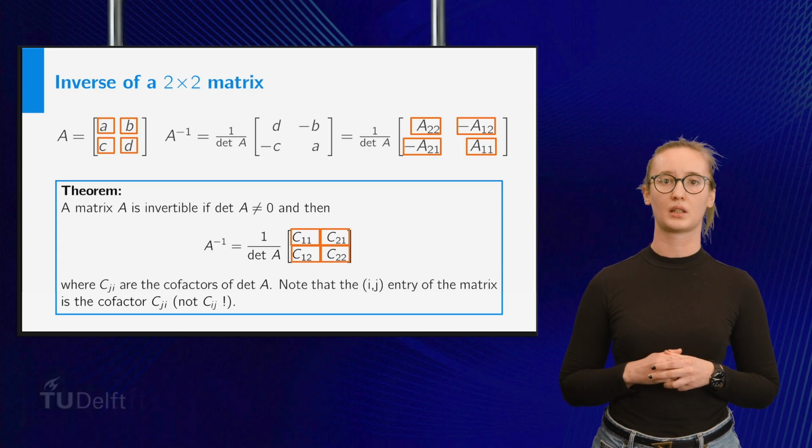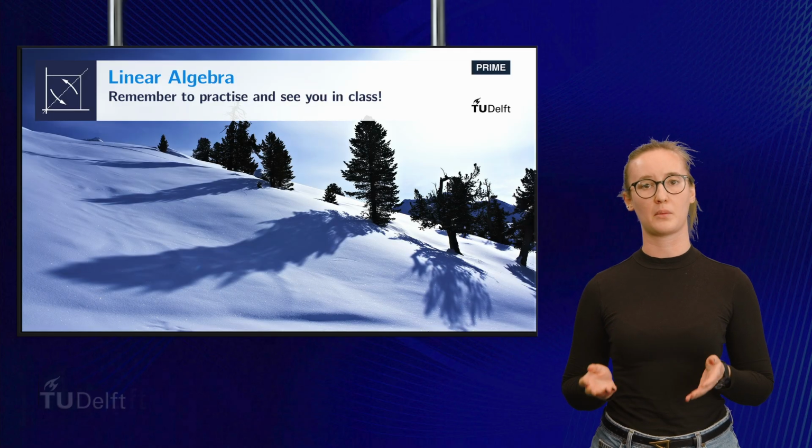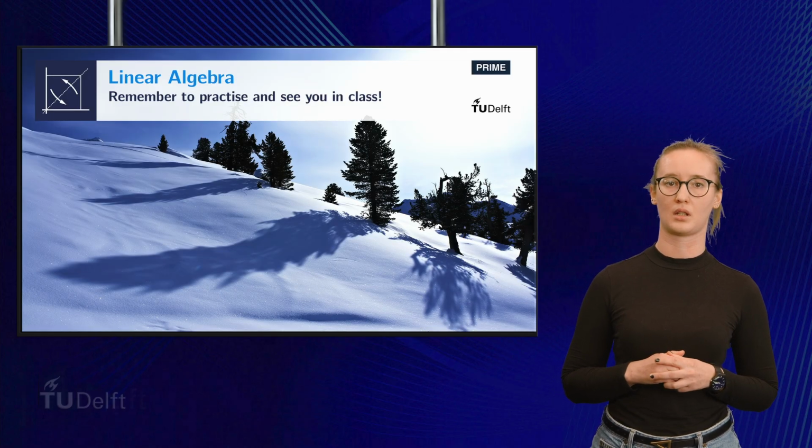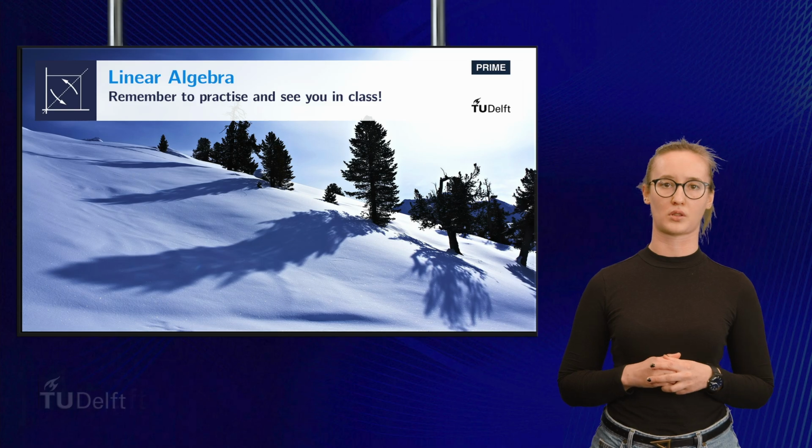That is an explanation of how the elements of matrix A switch places and signs in the formula for the inverse. In class, you will discover how to apply Cramer's rule for the n by n matrix and other ways of finding the inverse of the matrix.